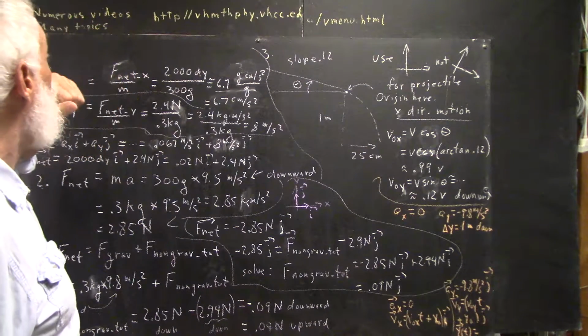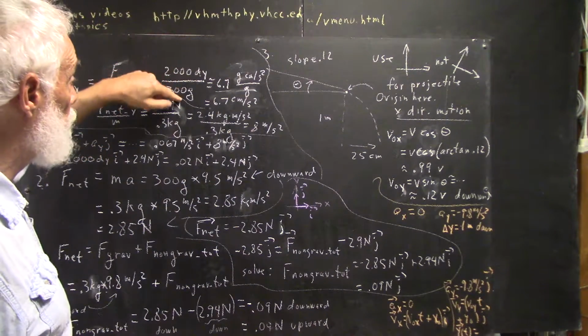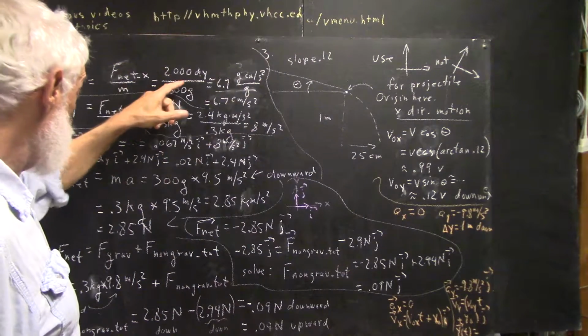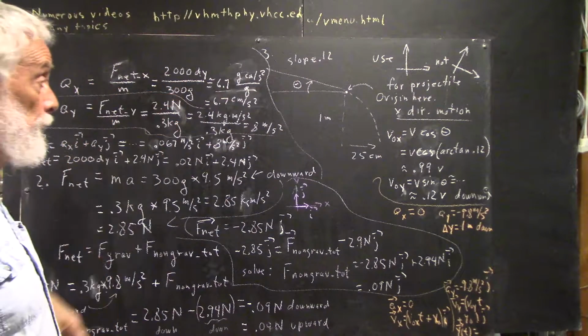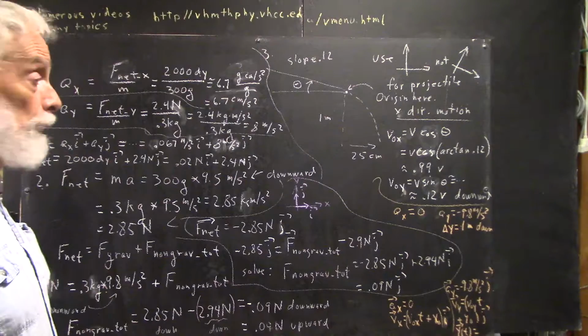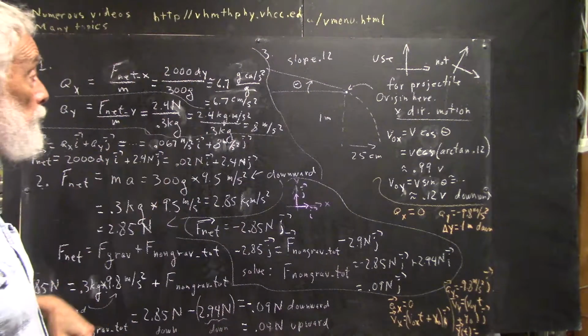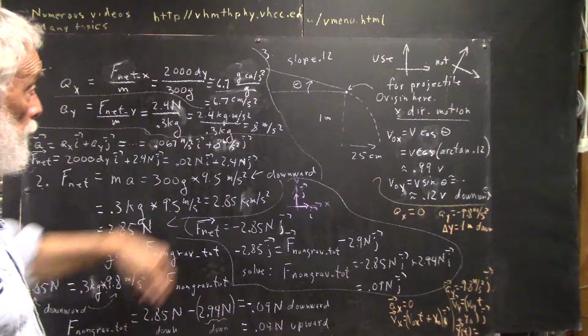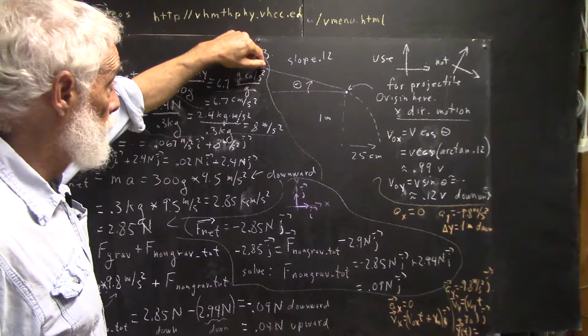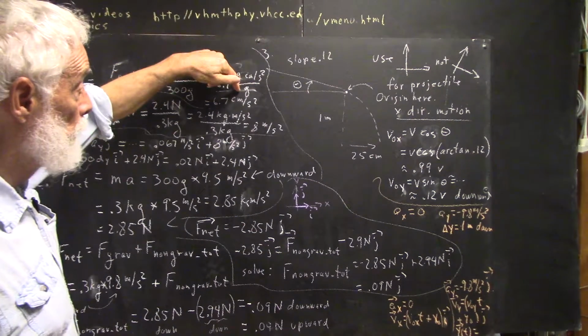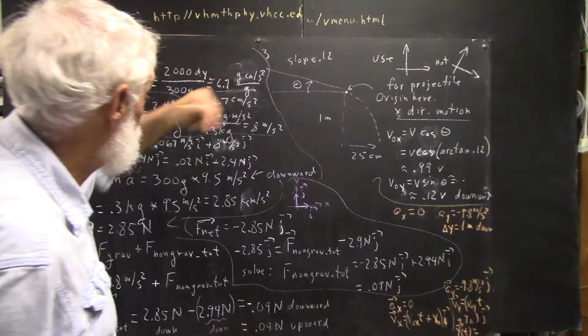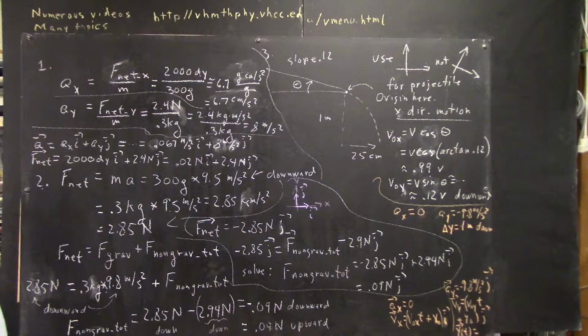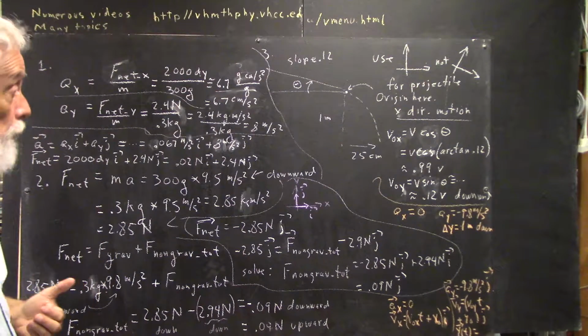Again, you get away with just knowing that acceleration is net force divided by mass, and net force is mass multiplied by acceleration. Okay, so we divide the 2,000 dynes of net force in the x direction by 300 grams, and we get our acceleration, 6.7 centimeters per second squared in the x direction.